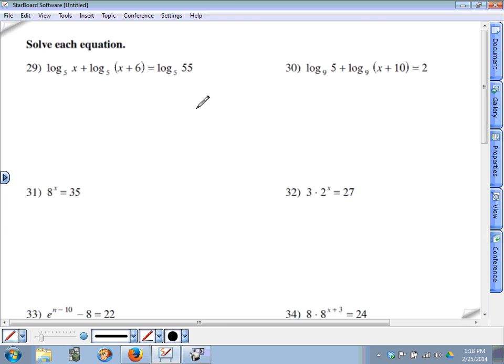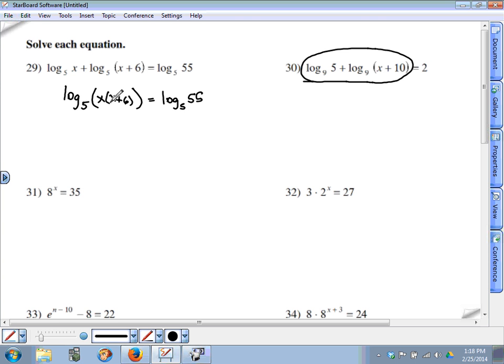And 30 are different types of problems because they have multiple logarithms. So this, for example, needs to be condensed into one logarithm. Same with this. This expression needs to be condensed into one logarithm. So the two logarithms have the same base. That's important. There's a plus sign between them. That means when we condense, these two expressions multiply. So this is log base 5 of x times x plus 6. And that equals a log base 5 of 55.